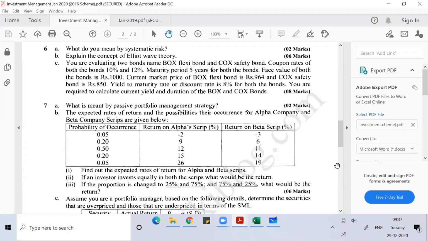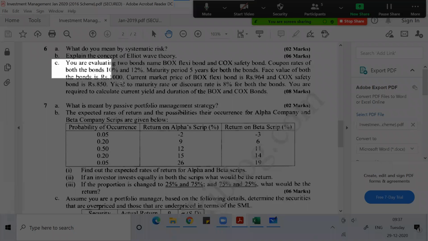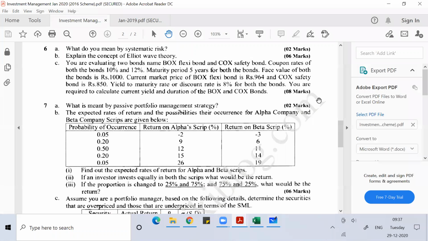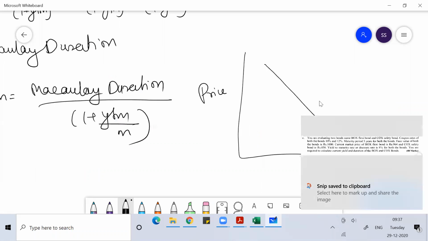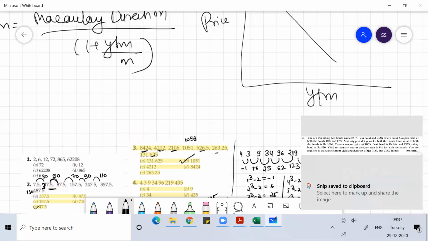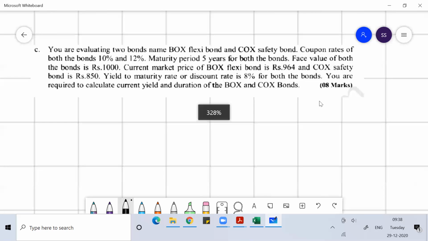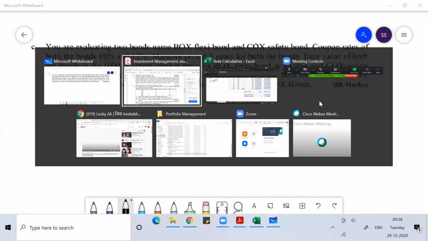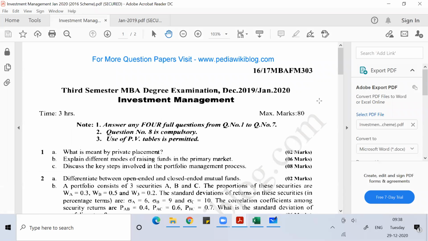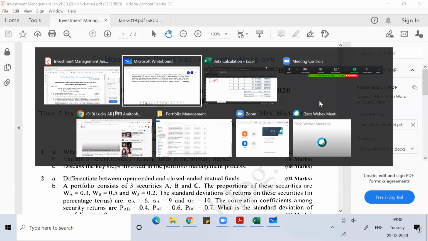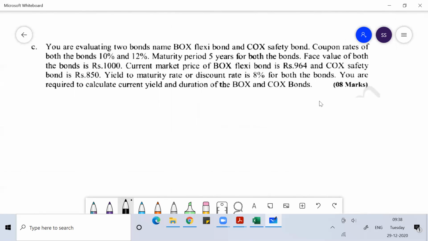Okay, so let's do one problem. You can see this question number 6, option C. You have two kinds of bonds. This question came in the year 2020. You can see this is the December 2019, January 2020 question paper. So this question came in the January 2020 question paper.